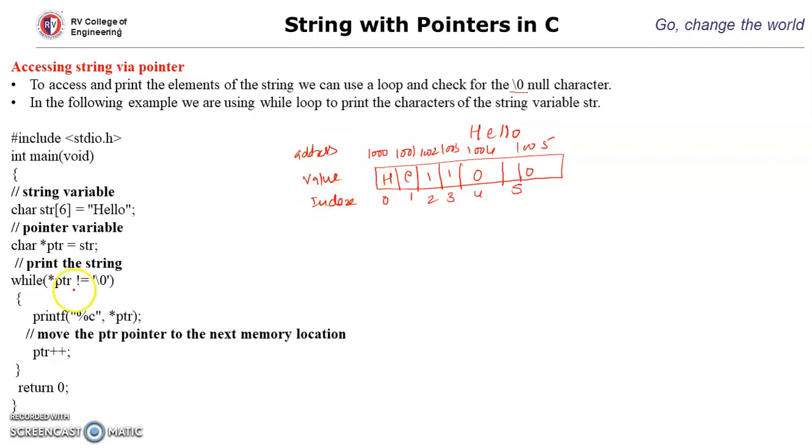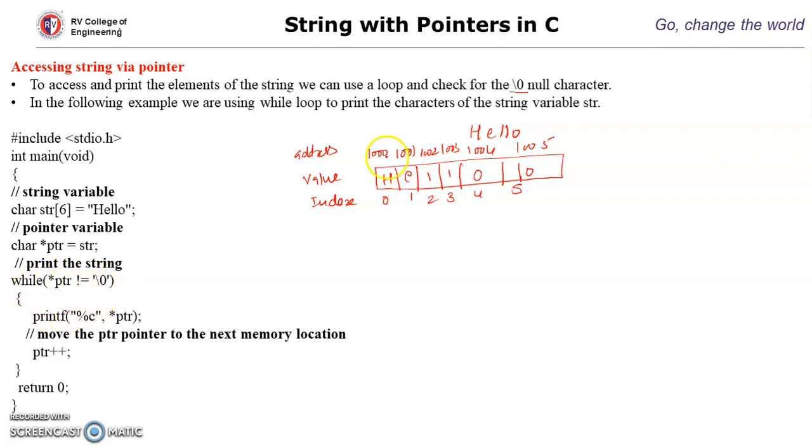Okay. So now what we are doing: this is a string variable. We are declaring one string variable. It is a character array, and this is the string value hello. And then we are declaring one pointer variable, which is also of character type, and the address of str is assigned to the pointer. I mean, this pointer is now pointing to the str variable. And then we are checking the condition while star ptr is not equal to null.